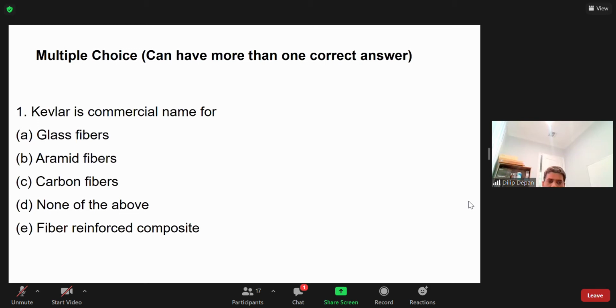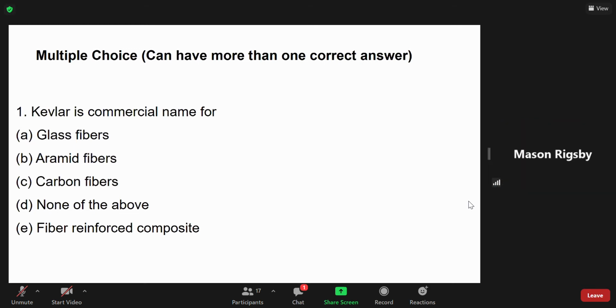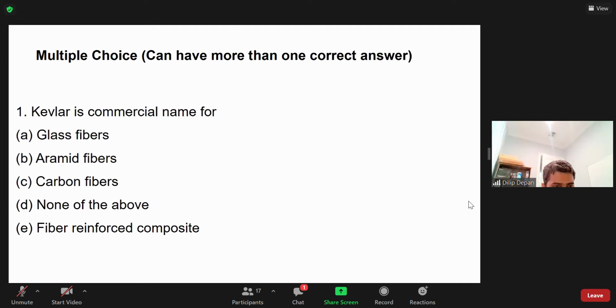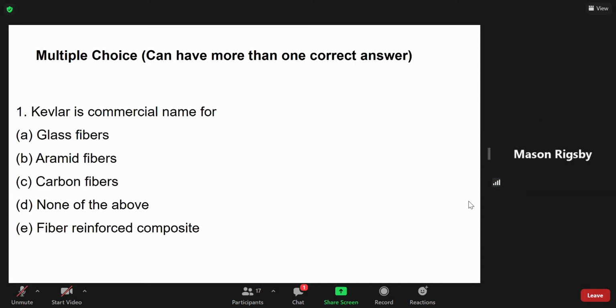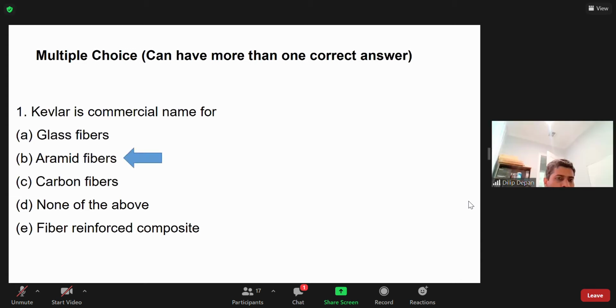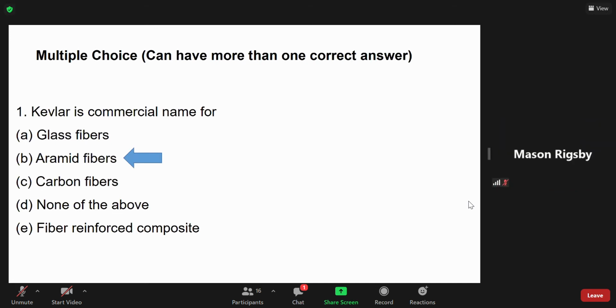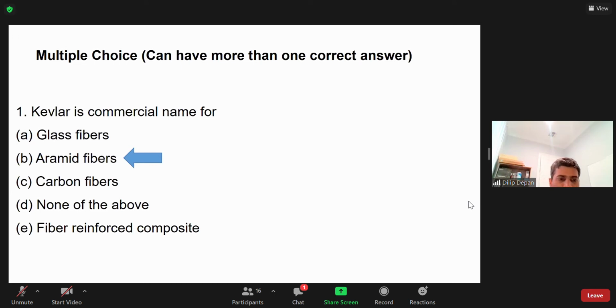Kevlar is a commercial name for glass fibers, aramid fibers, carbon fibers, or none of the above are fiber reinforced composites. I think it's B. Is B aramid fibers? Yes, aramid fibers. Their commercial name is Kevlar. The bulletproof jackets, all those things are made up of very, very strong fibers known as aramid fibers. Okay, the right answer is B.